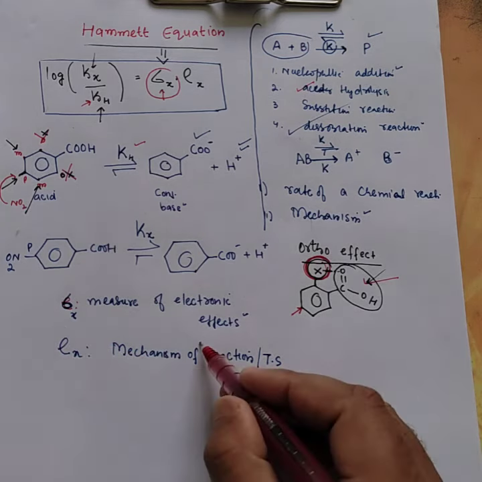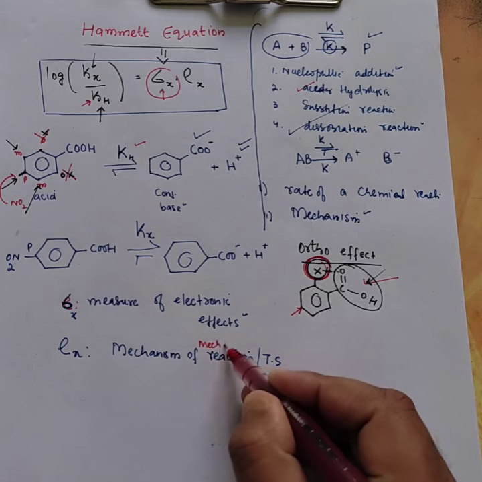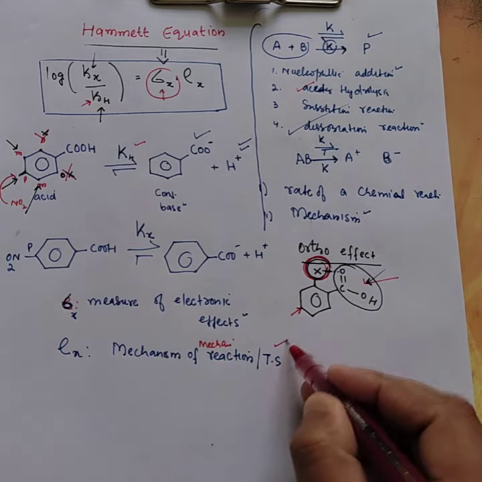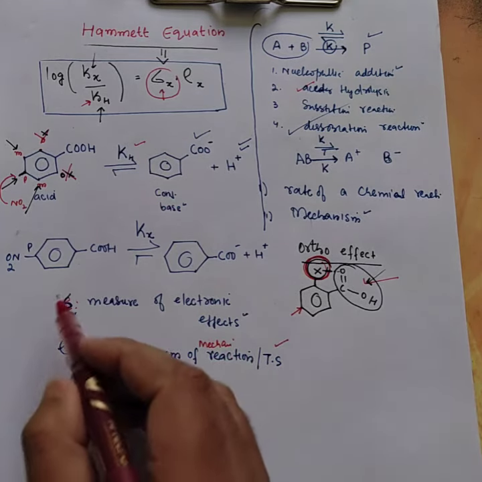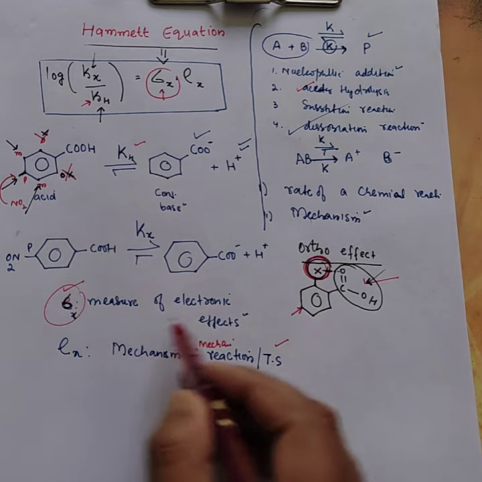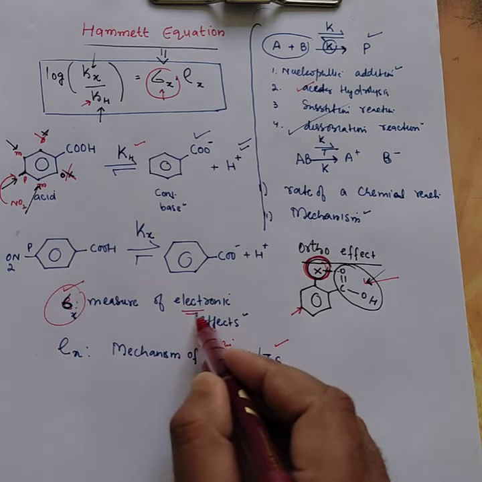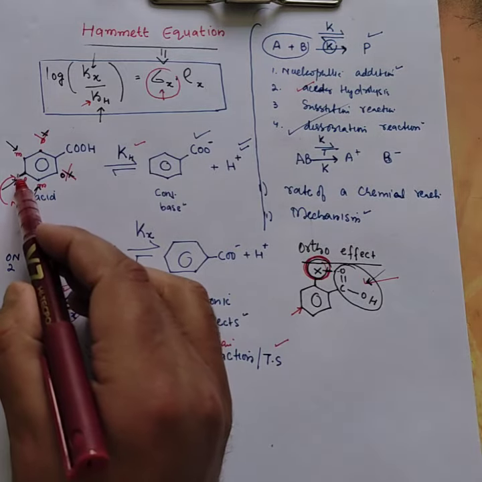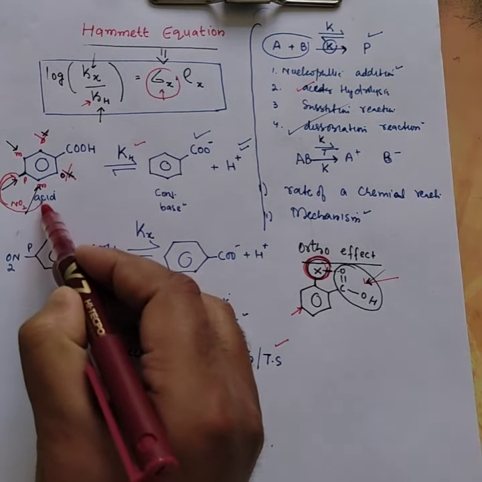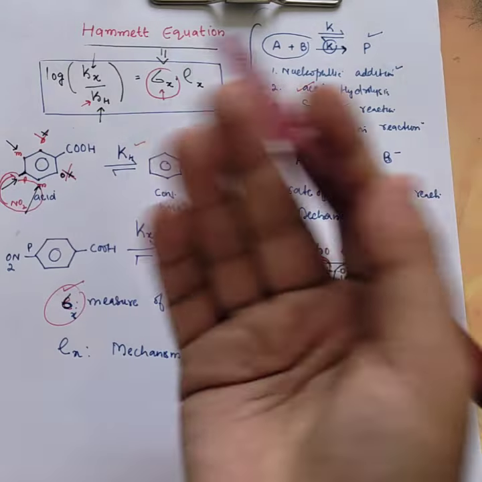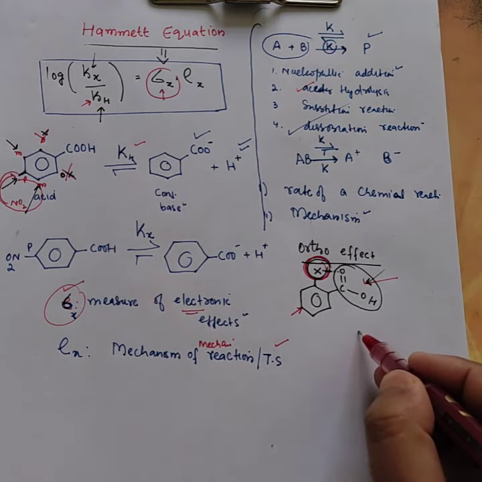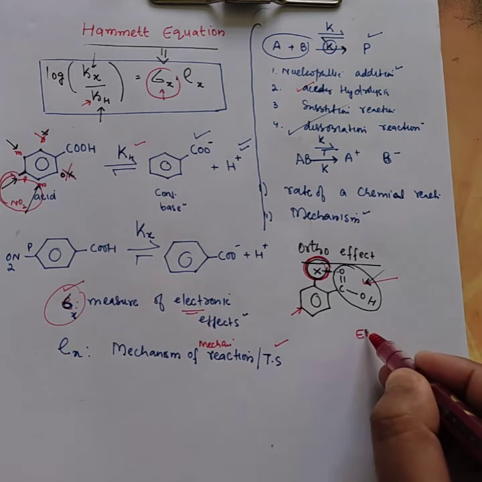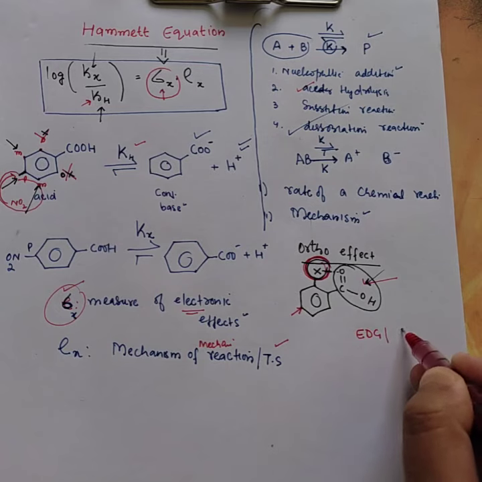Okay? So this rho x, it gives you a measure of the mechanism of the reaction, or it gives you an idea about the transition state. And sigma x, it tells you about the electronic effects. Electronic effects क्या होता है? For example, when we put a substituent here at the para position, अब जैसे मैंने कहा कि that substituent can be electron donating group, or it can be electron withdrawing group.